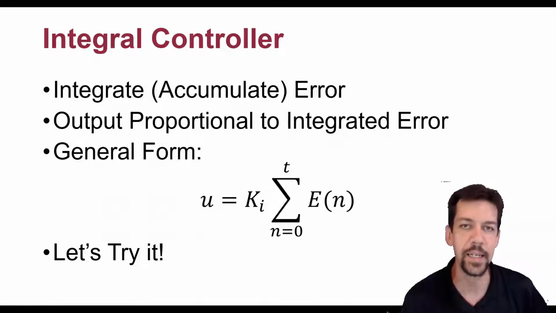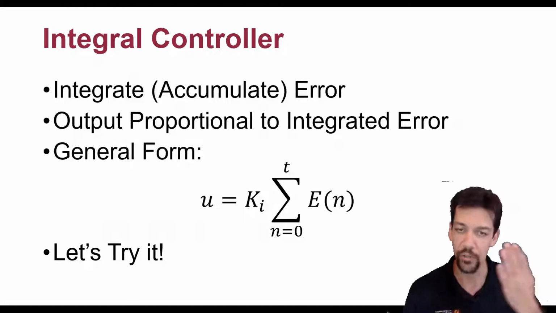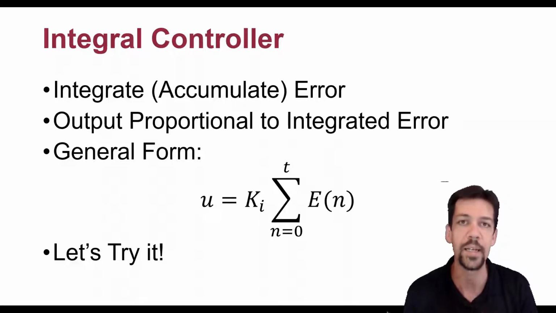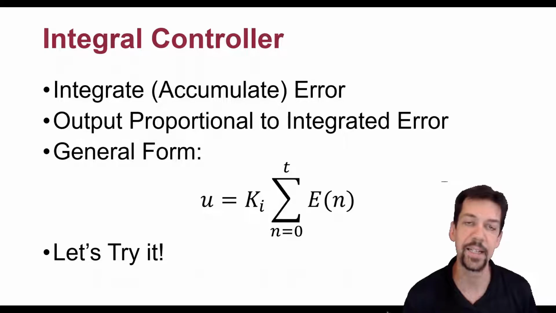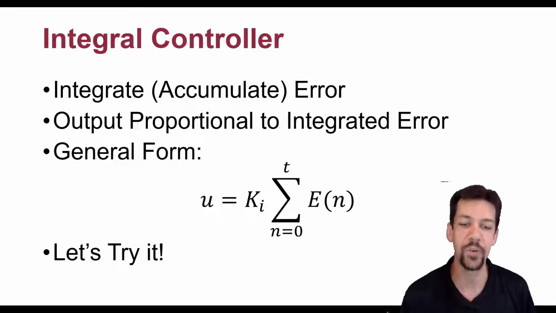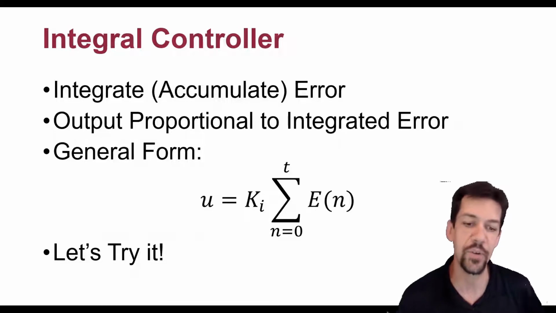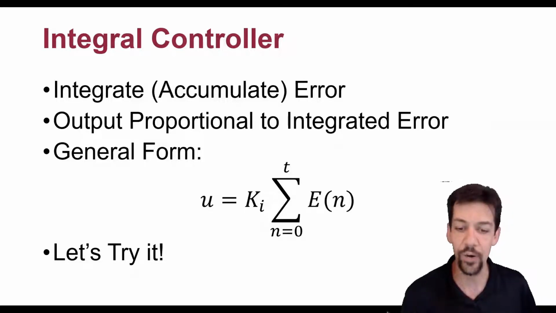So we talked about in class, maybe there's something else we can do, and that is the integral controller. Basically the idea here is that instead of having the control variable proportional to the current error, we want it proportional to the total error, the sum of error that we're accumulating in the system. So we want to integrate the error, accumulate it over time, and make the control variable proportional to the integrated error.